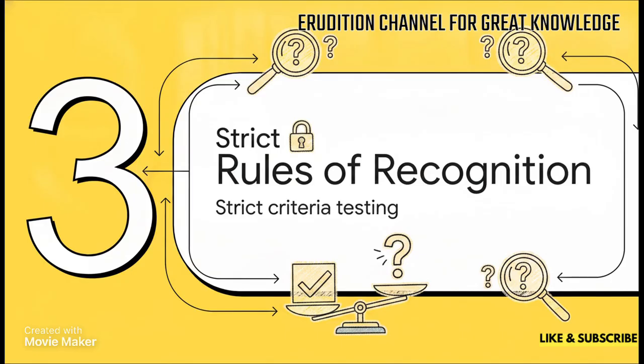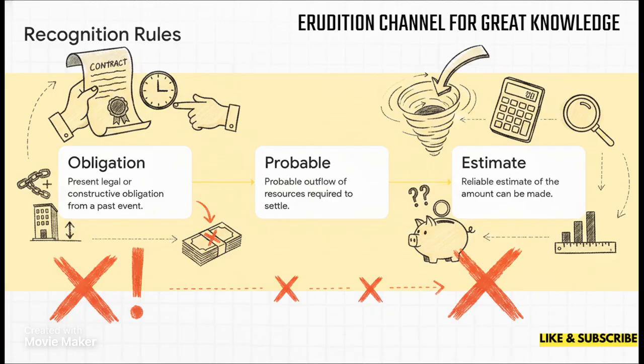Section 3. The rules of recognition. Because you can't just slap uncertain numbers onto the books without putting them through a really rigorous test first. Think of these rules like a strict bouncer at a club. If an entity fails to meet even a single one of these 3 conditions, no provision is recognized. Step 1. You need a present obligation from a past event. This could be legal, like a signed contract, or constructive, meaning your company created a valid expectation through its past actions, but it has to stem from a past event.